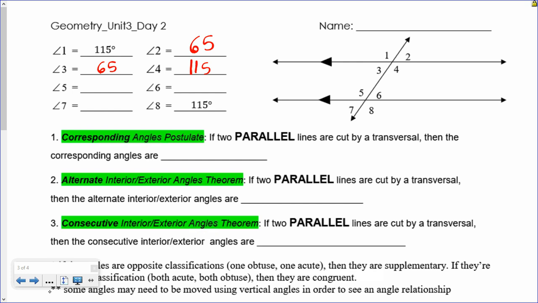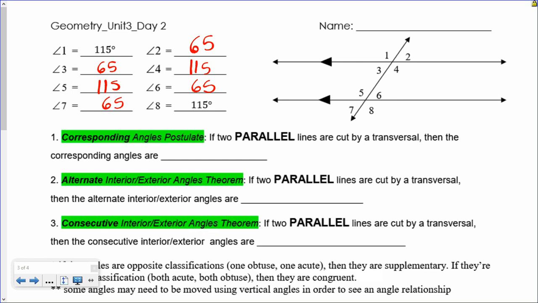And we can go down to angle 8. Do the same kind of thing. What's the measure of 5? 115. Using vertical. The measure of angle 6? Using supplementary. And then the measure of angle 7? 65 using vertical, right? So we use previous information from Unit 1, our vertical and supplementary angles, to help us find these measures. Now we're going to bring in the angle relationships we talked about last time, your corresponding, your alternate, and your consecutive.